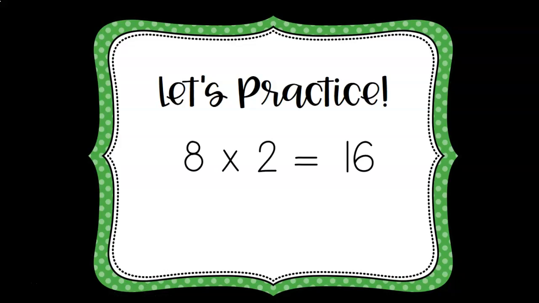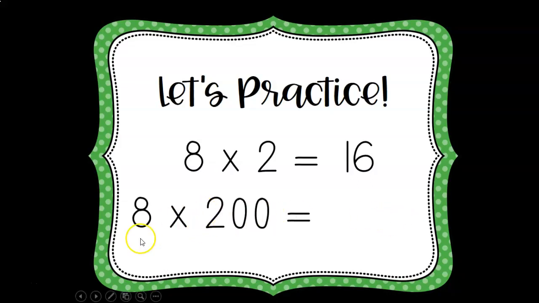Now remember that 8 times 2 is 16. Remember, that's just a double that we learned the other day. So what is 8 times 200? I can see my basic fact. I know the answer to my basic fact, and I'm in the hundreds. Okay, so my answer is 1600, but we say 1,600. Notice I have 2 zeros in my problem, and I have 2 zeros in my answer.